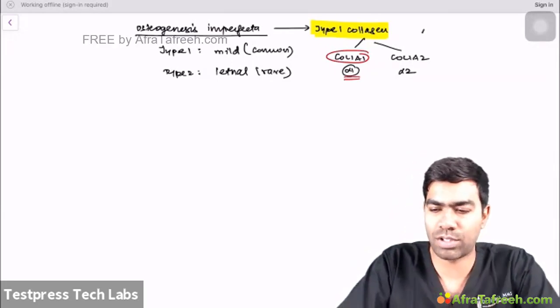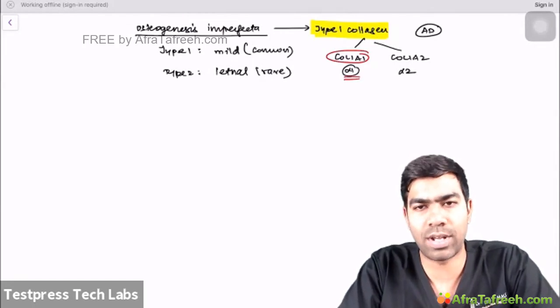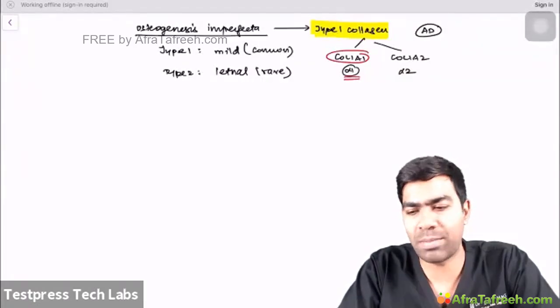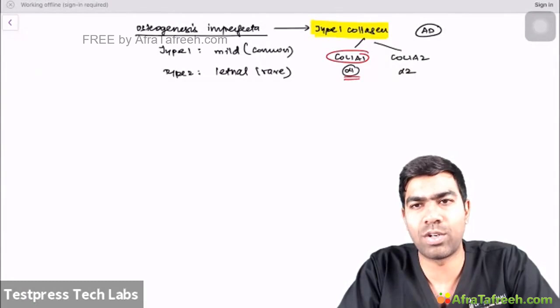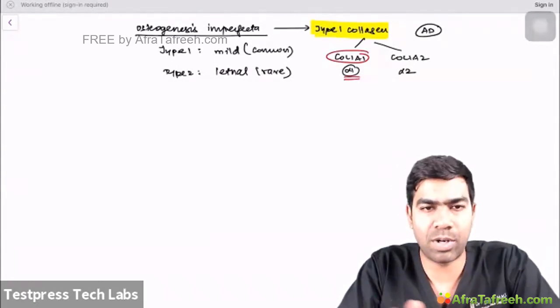And of course, osteogenesis imperfecta is a structural disease. So like most structural diseases, it will have an inheritance pattern. If they ask you how many types of osteogenesis imperfecta there are, to be honest, there are 7 different types. But type 1 and type 2 are the most important.